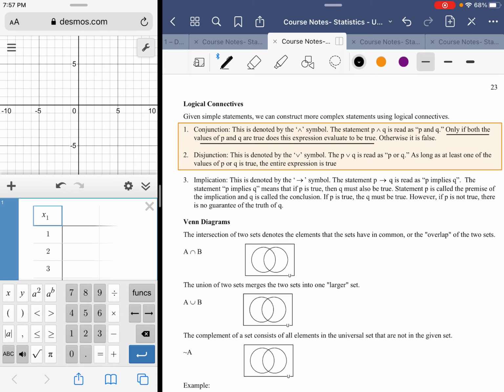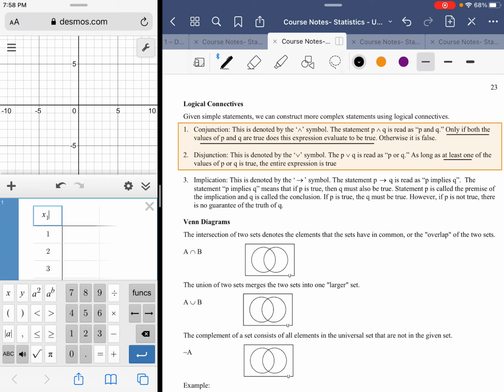in order for the whole sentence to have a true value. All right, a disjunction is the reflection of that, an upside down 'and' symbol, or a V. P ∨ Q is read as P or Q. As long as at least one of the values P or Q is true, then the whole shebang is true. All right, so if either part is true, then the whole thing is true.